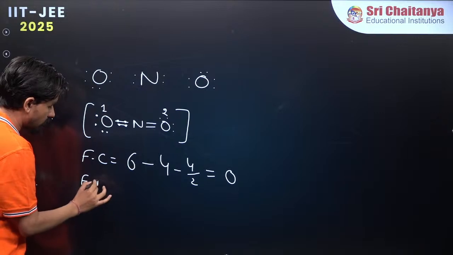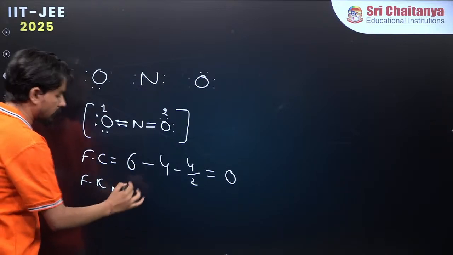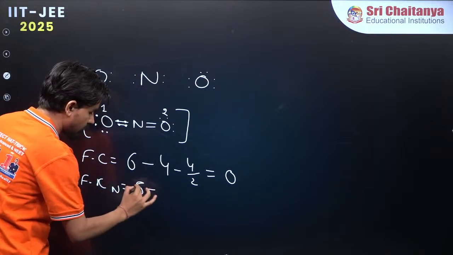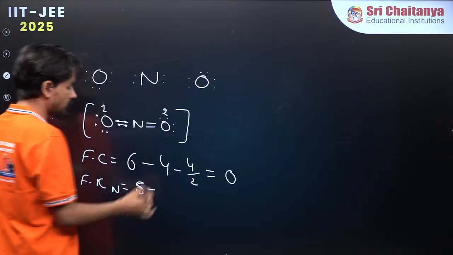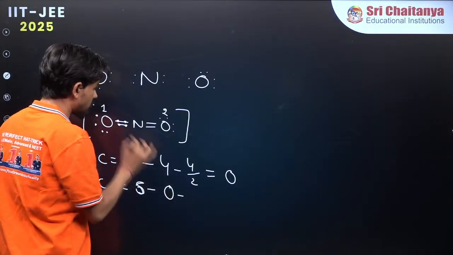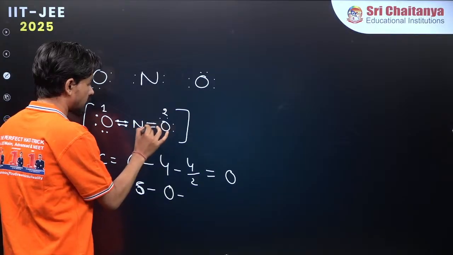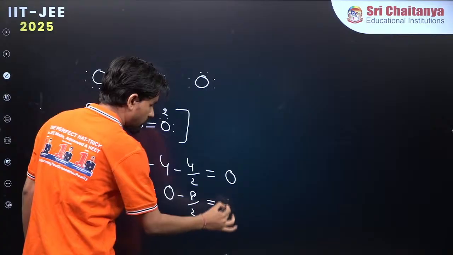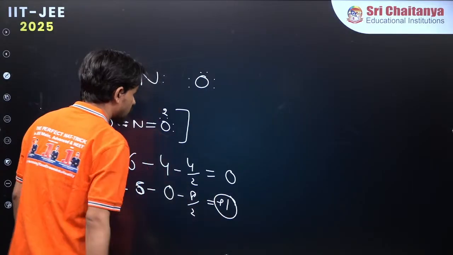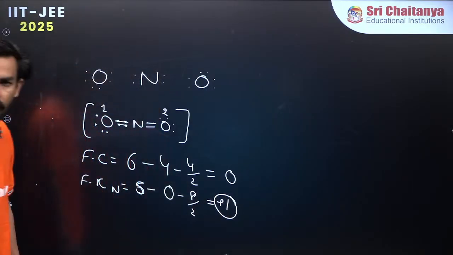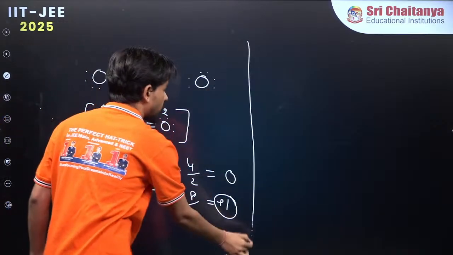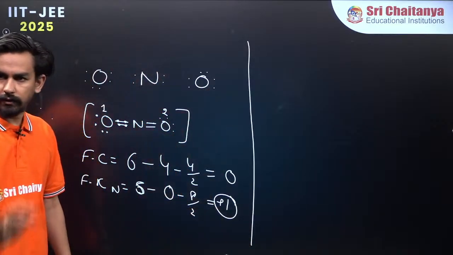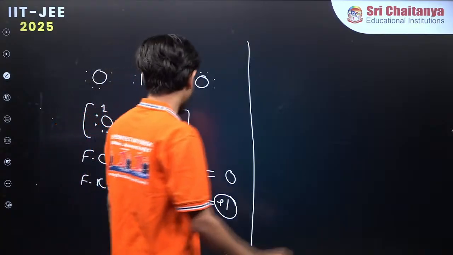Formal charge on nitrogen. Nitrogen means 5 valence electrons minus 0 unshared minus 1, 2, 3, 4, 5, 6, 7, 8. 8 by 2, that is equal to 4, so 5 minus 4, that is plus 1. That is the formal charge on nitrogen. On nitrogen, here plus 1 formal charge is there. That kind of thing is there, okay.